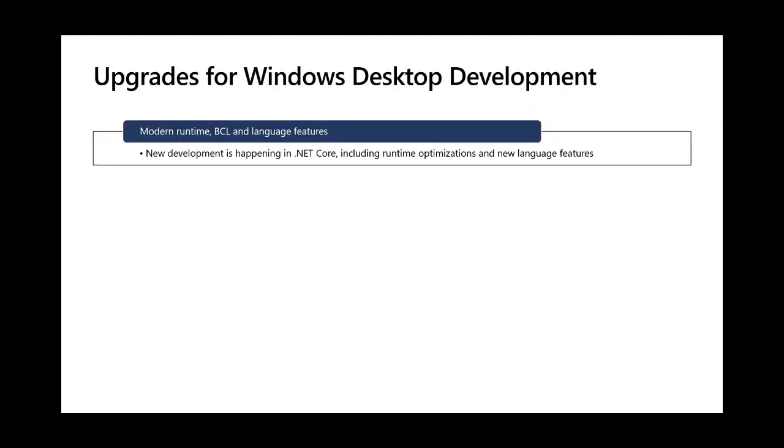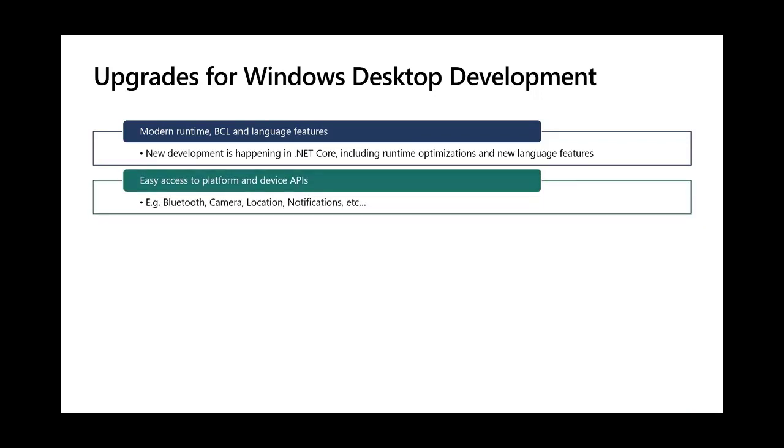So when we talk about upgrades, we talk about using a modern runtime, a runtime that is cross-platform and can take advantage of new language features, like that's .NET Core and .NET 5, and already with .NET Core 3 that takes advantage of C# 8, which is not available in the .NET Framework.